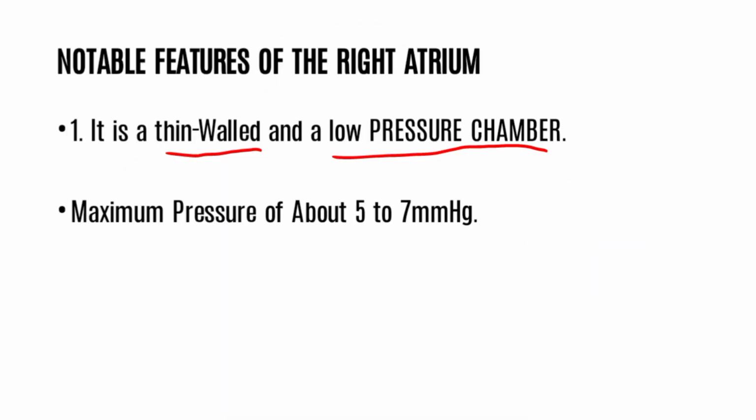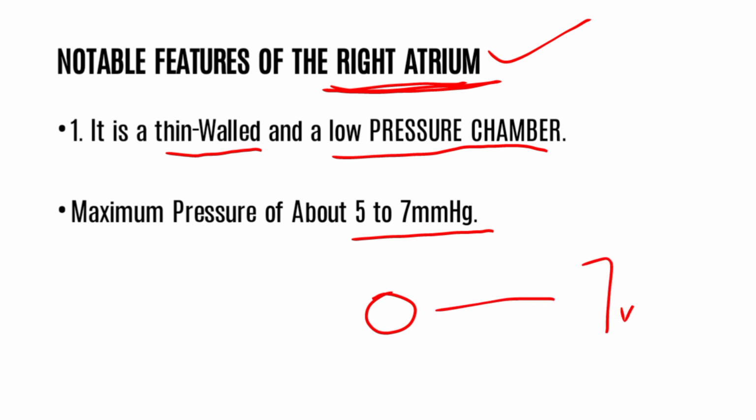The next thing we have here is that the right atrium, don't forget, we're talking about the right atrium, can produce a maximum pressure of 5 to 7 millimeters of mercury. You always see the maximum pressure in the atrium when the atria is contracting. So if you are asked for the range of pressure in the right atrium, it is from 0 to 7 millimeters of mercury.